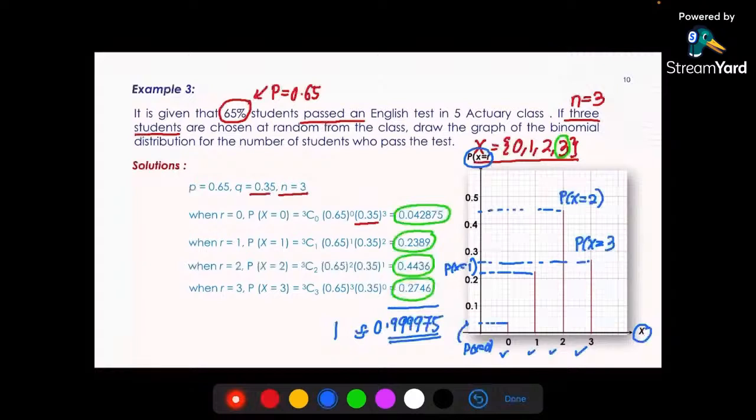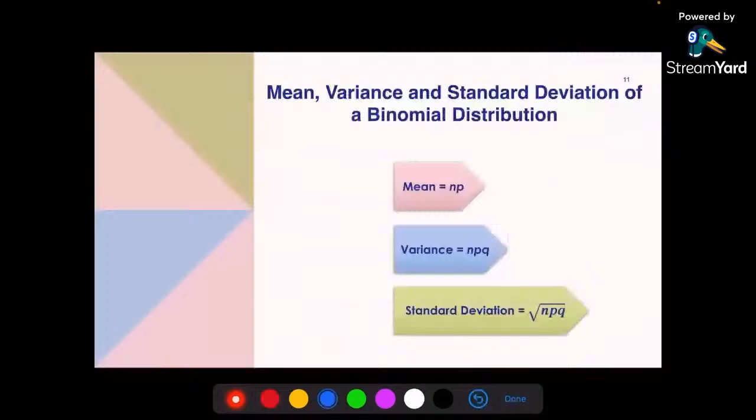Okay, we want to look at the mean, variance and standard deviation of a binomial distribution. For the binomial distribution, there are already formulas to find the mean, variance and standard deviation, given by this. Mean is equal to np. n stands for number of trials, p stands for probability of success. We just multiply them together, so the product of n and p. Variance is the product of npq. Just multiply npq. And standard deviation is the square root of variance. This is the variance here, so just take the square root, like the statistics we did.